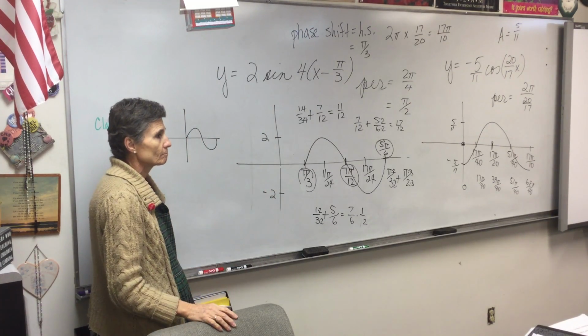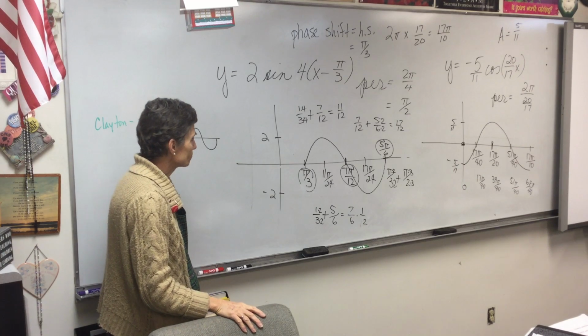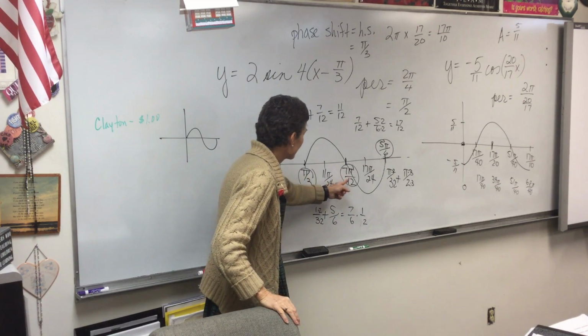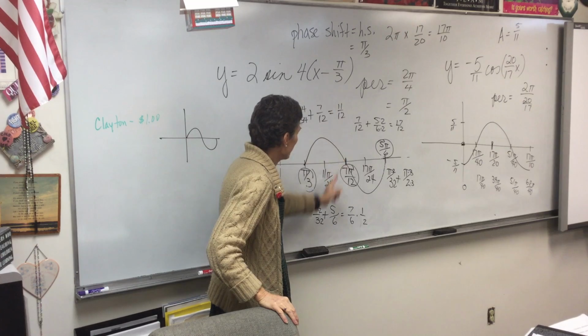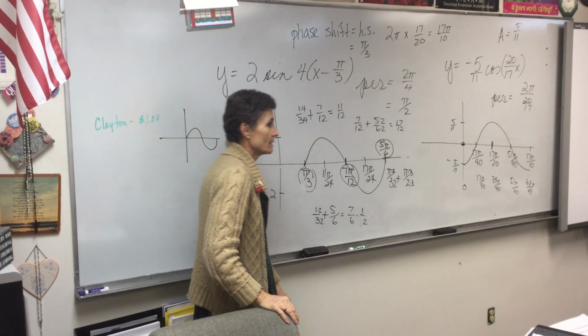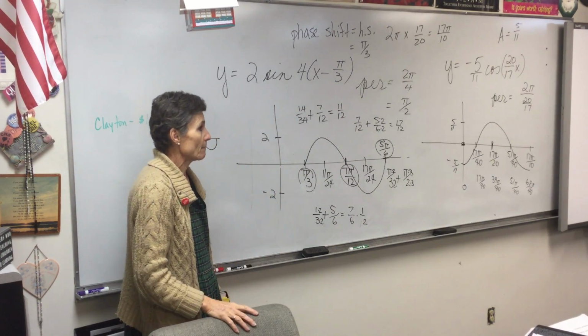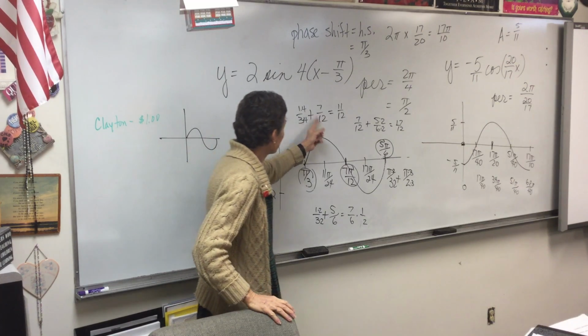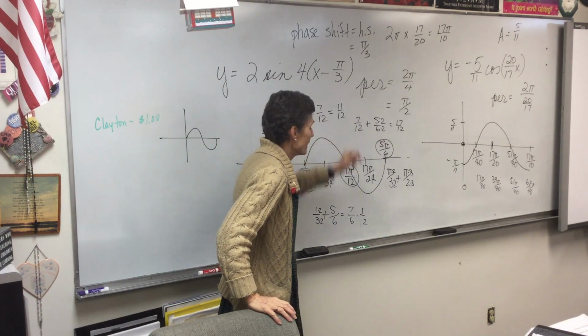Wait, how did you get the middle, like the 11 pi? You average these two, add them together, and then multiply by a half. Divide by 2, multiply by a half. So you get a common denominator, 11/12.